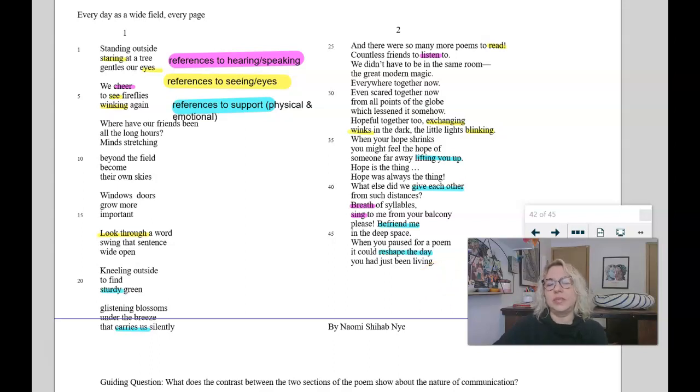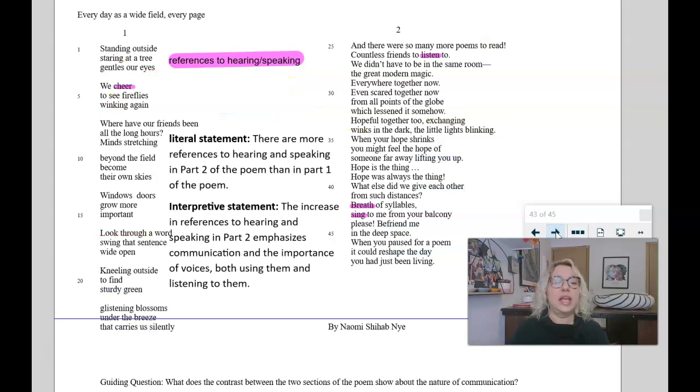Okay, so I need to make some literal and interpretive claims now. For my first pattern, references to hearing and speaking, here's what I came up with. My literal claim is there are more references to hearing and speaking in part 2 of the poem than in part 1 of the poem. To support that, I would then go on to say in line 4 is the first reference to hearing and speaking, and the speaker says, "We cheer." And that is a reference to a type of speaking. They are speaking loudly in a celebratory way as they cheer to see fireflies. Whereas in part 2, we have countless friends to listen to, and then breath of syllables sing to me. So we have 3 references to hearing and speaking in the second part.